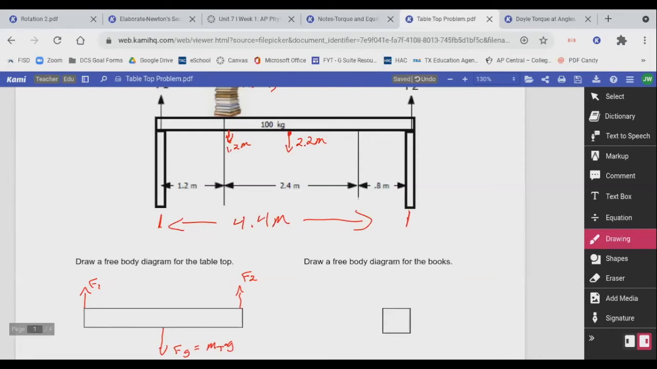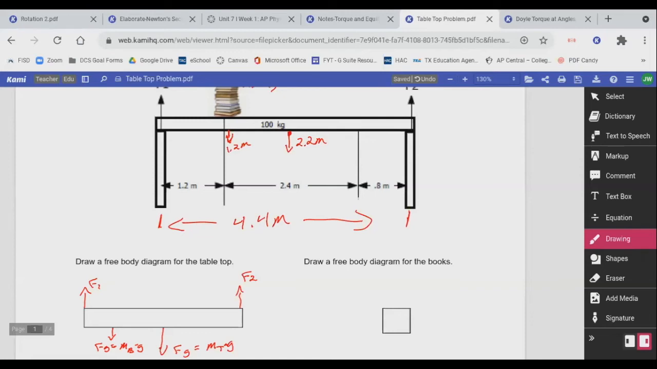And then we have the force of the books. So we have Fg, which here is the mass of the books times gravity. Okay. However you want to look at it. I didn't want to confuse you with Fg, because it's the force of gravity of the books, force of gravity of the table. And I'm just trying to align it to the picture. Okay. That's what's going on with the tabletop.